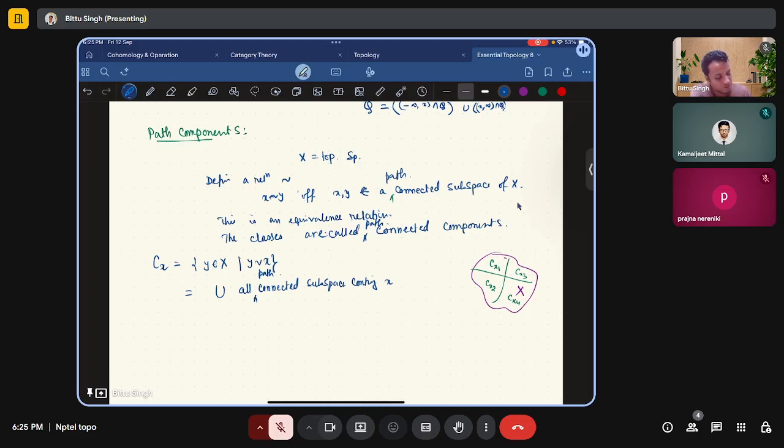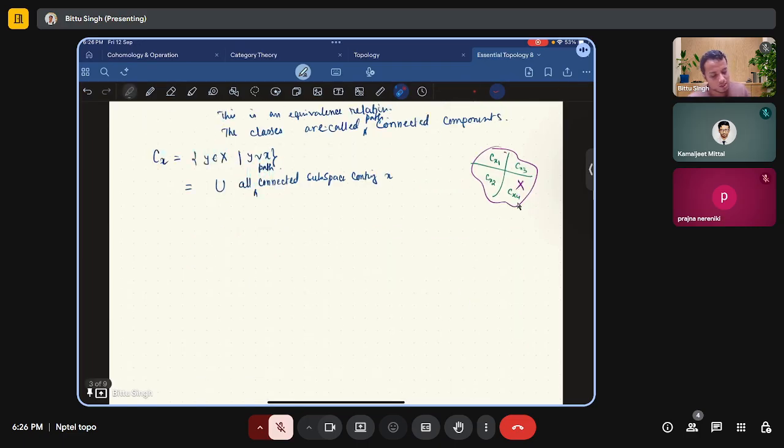Again, it is clear equivalence classes will always give a partition. So X will be broken into a partition, and those are the components. It may be path connected, in which case there will be only one component, which is also okay, or it can be broken into more parts.